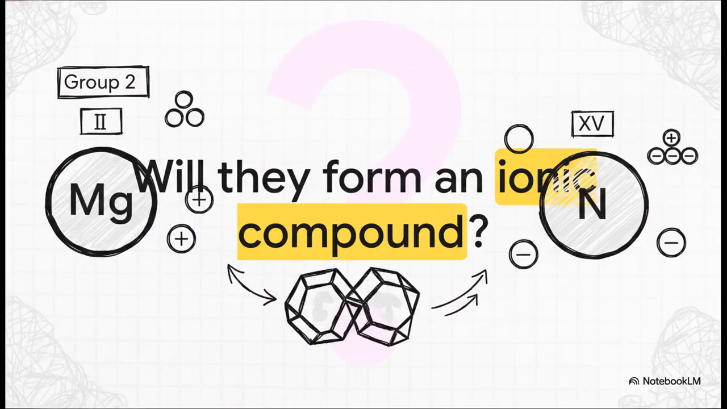Okay, let's do a quick knowledge check to see if we can apply our new cheat codes. Imagine magnesium, which is a metal sitting over in group 2, reacts with nitrogen, a nonmetal over in group 15. What kind of compound are they going to form, and what exactly will happen to our magnesium atom? Take just a second and think about where they live on the map.